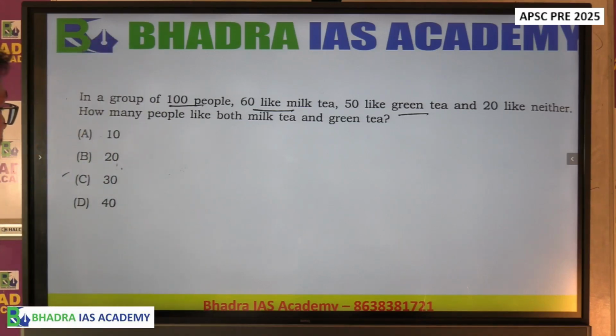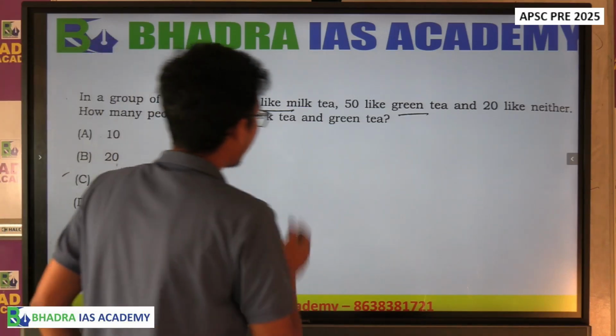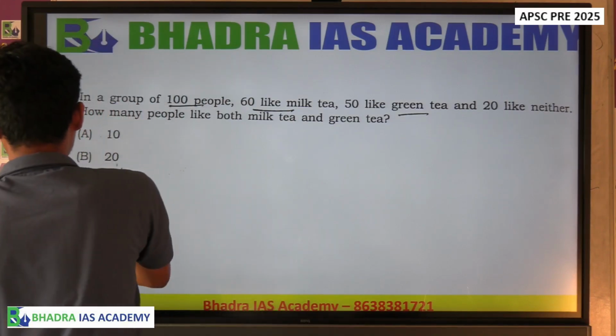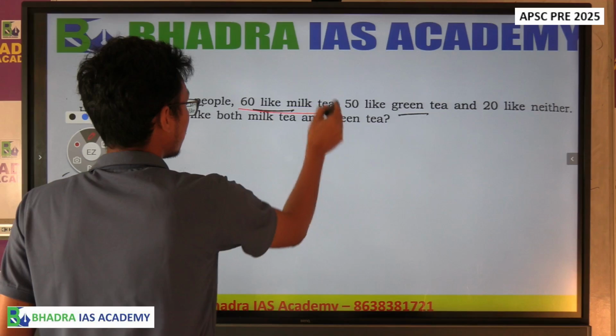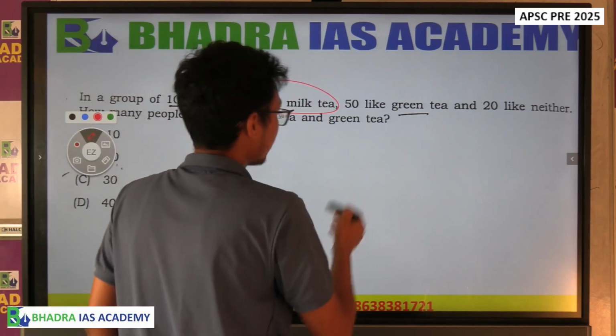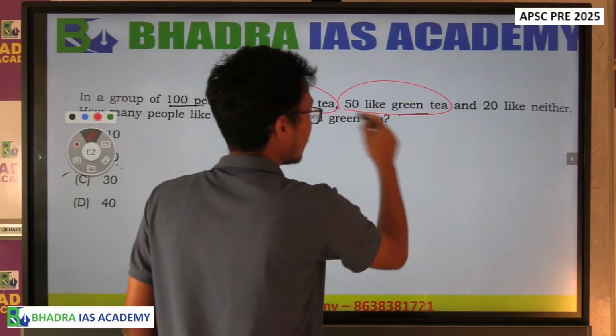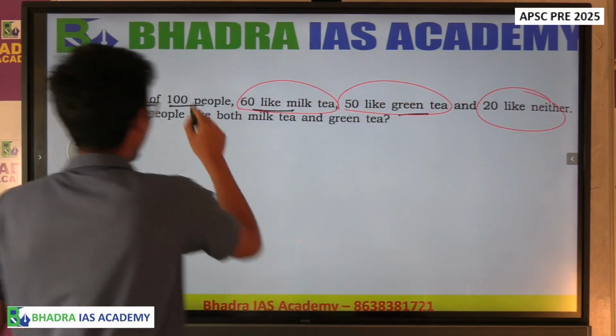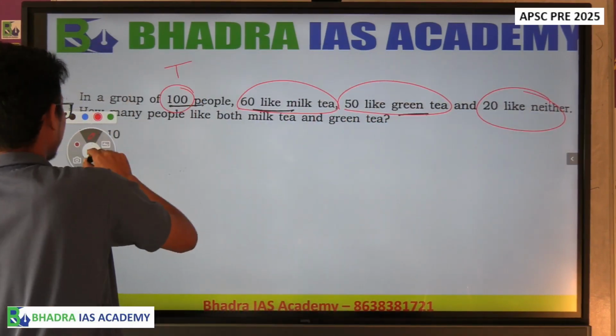In a group of 100 people, 60 like milk tea, 50 like green tea, and 20 like neither. The total is given as 100.